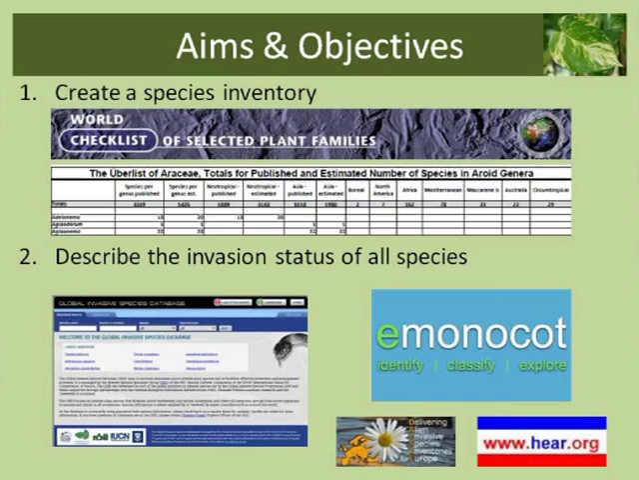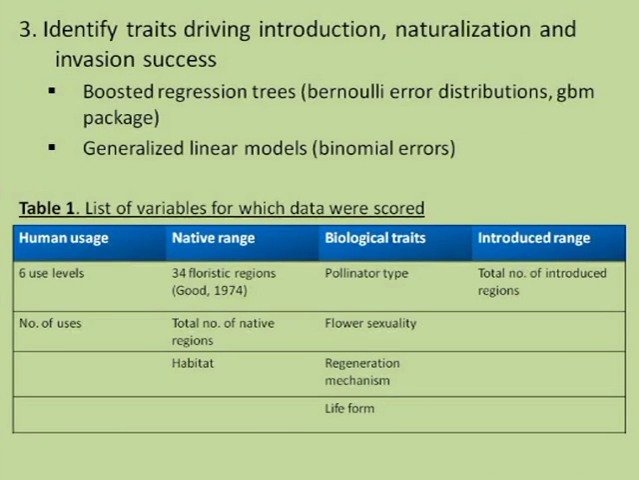The aims of my study were to first create a species inventory using databases and literature sources. The second aim was to describe the invasion status of all species using databases, some of which are shown here, literature sources, and expert opinion. Thirdly, several variables were analyzed using boosted regression trees to identify potential influential variables across the invasion stages.